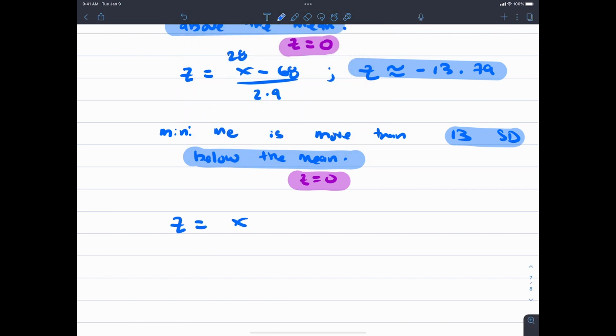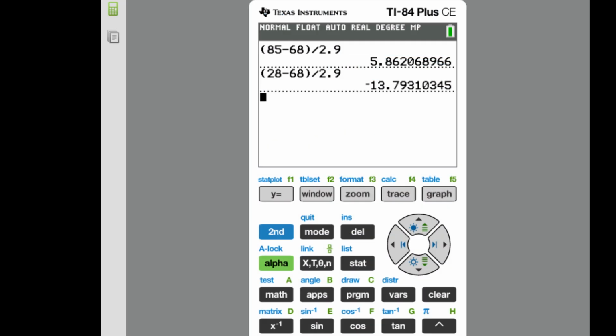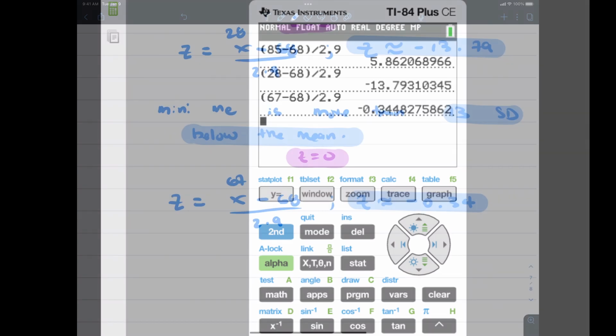Z is X minus 68 over 2.9. So where is 67 at? Well, let's see. Parentheses, 67 minus 68, close that, divided by 2.9. What do you guys end up with here? What is it approximately? Negative point what? 0.34. Okay, we always approximate to the hundredth position.